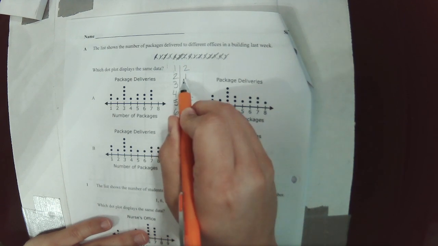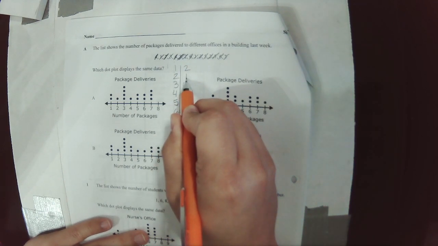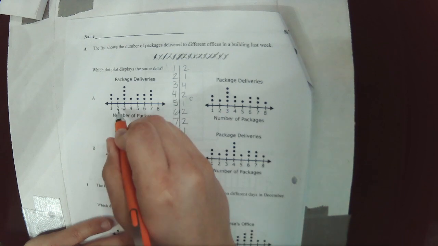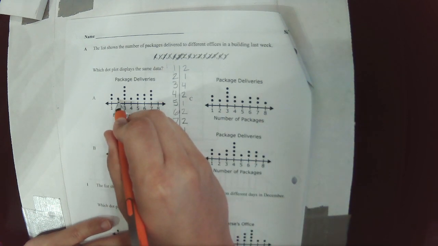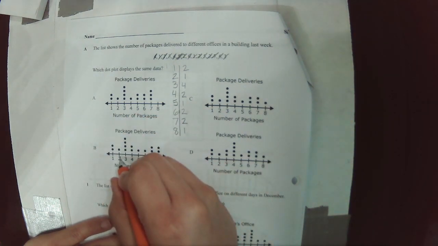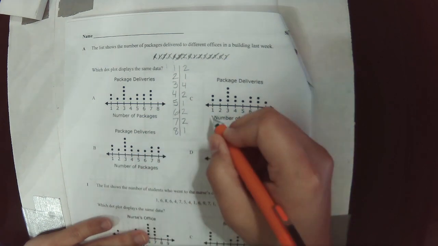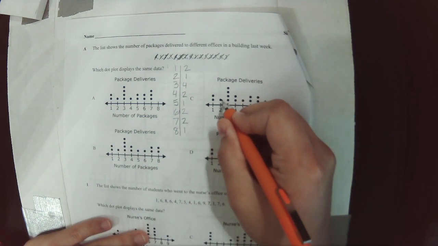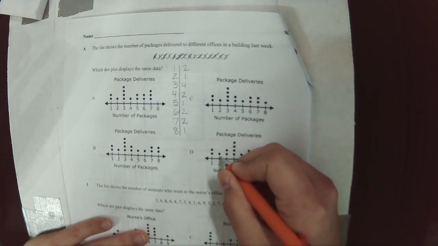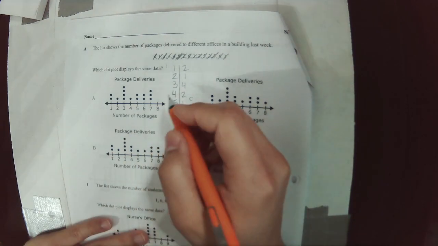The number 2 should have 1 dot. I'm going to do the same thing. The number 2 does not have 1 dot on one of them, so I'm going to get rid of that answer choice. The other three have 1 dot on the number 2. Okay, still can't get rid of anything.